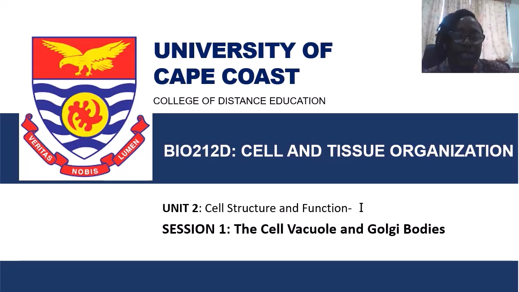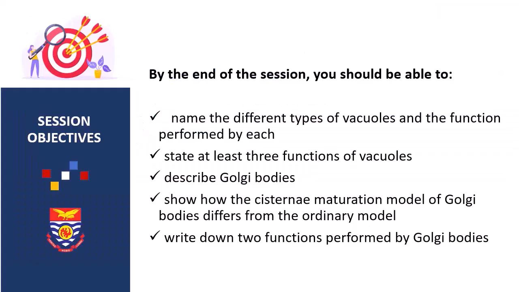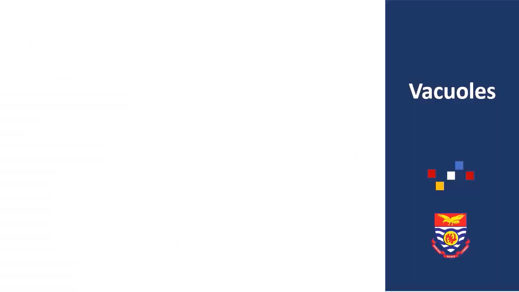So under Unit 2, Session 1, we will be looking at two other important organelles, that is the cell vacuole and Golgi bodies. By the end of this session, you should be able to differentiate between the types of vacuoles and their functions, describe Golgi bodies, show how the cisternal maturation model of Golgi bodies differs from the ordinary model, and note down two functions performed by Golgi bodies. So starting with vacuoles.